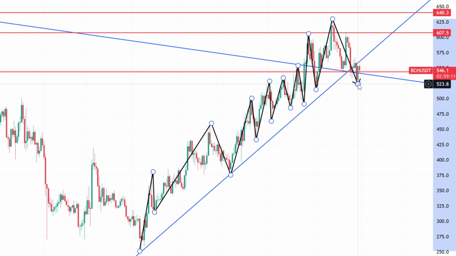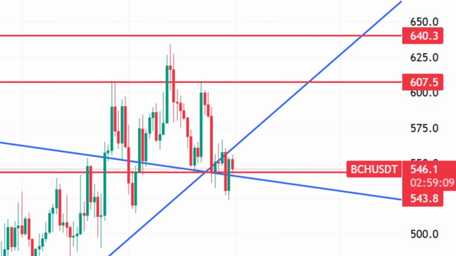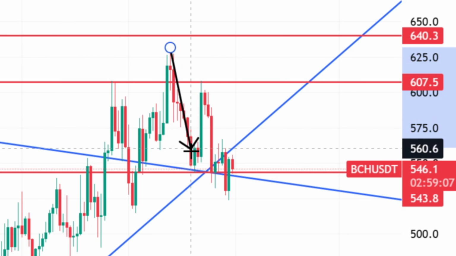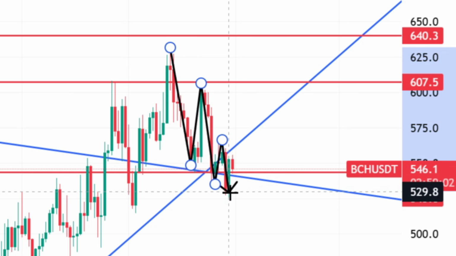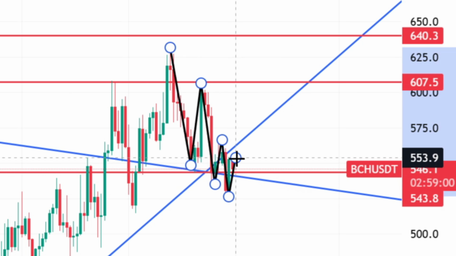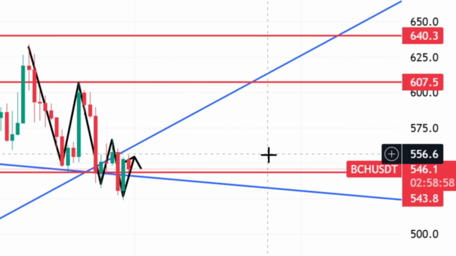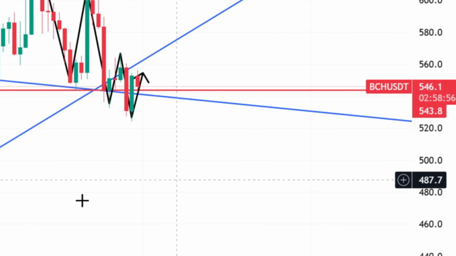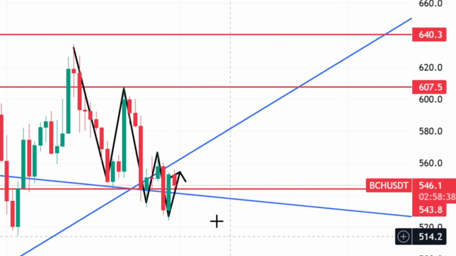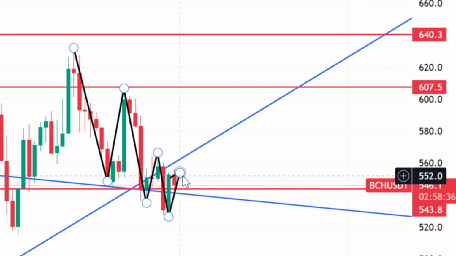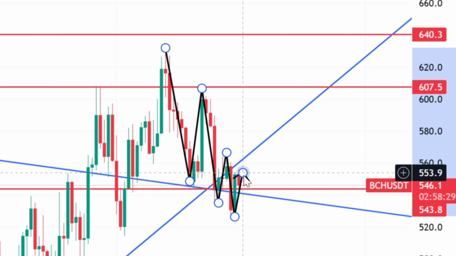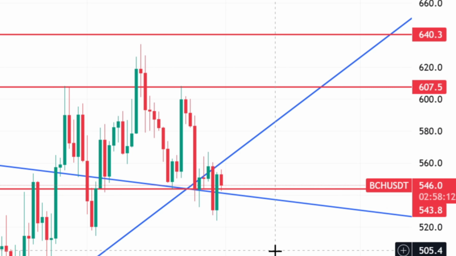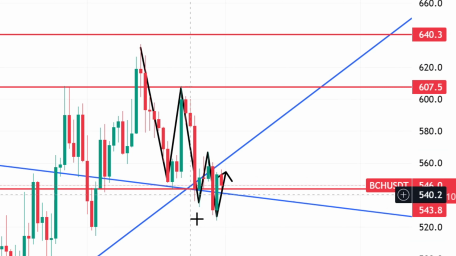Also, what we have to see is that on the smaller picture, we are establishing some sort of downward trend right here. Currently, we are in the middle of this. Let's zoom in a bit. So we can clearly see the downward trend right here. But as I said, it is in the smaller picture, and in the bigger picture, we are still in the upward trend.